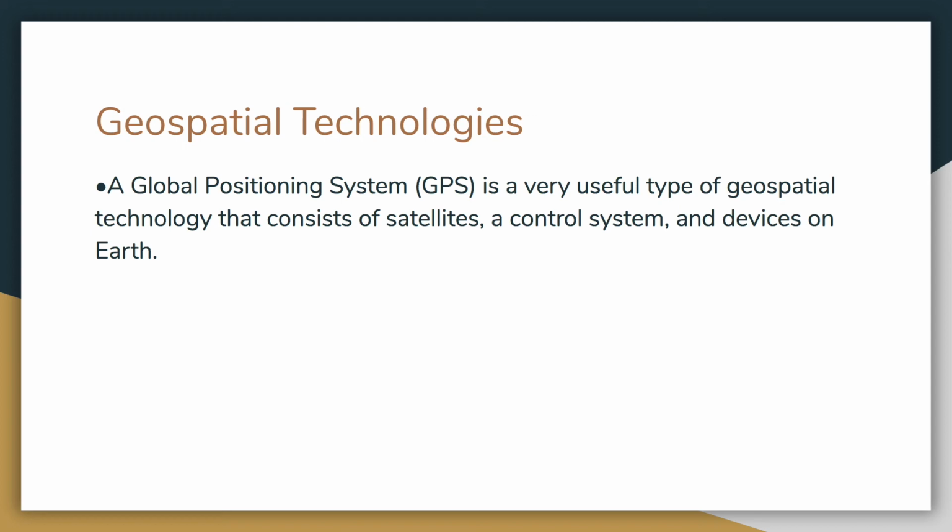The second part of the network is the control system. Workers around the world track the satellites to make sure they are working properly and are on course. The workers reset the clocks on the satellites when needed. The third part of the GPS system consists of GPS devices on Earth. These devices receive the signals sent by the satellites. By combining the signals from different satellites, a device calculates its location on Earth in terms of latitude and longitude.